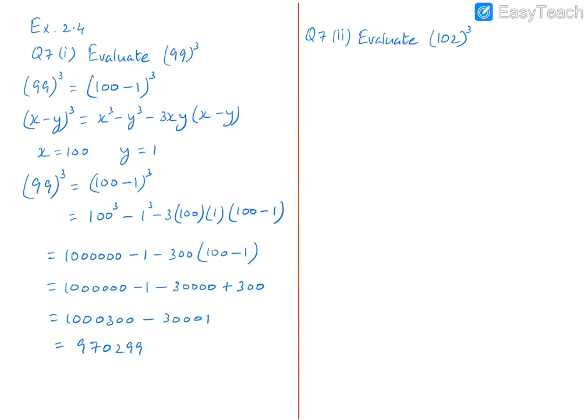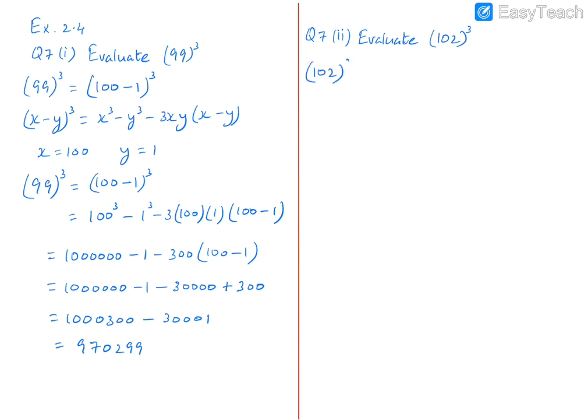So 99 cube is 970,299, and we have obtained this answer by using the x minus y the whole cube identity. Okay, so this is, as we said, one of the uses of using these identities is also to evaluate certain calculations. Similarly here, just as we have used x minus y the whole cube here, this particular example is going to use x plus y the whole cube. So we want 102 the whole cube.